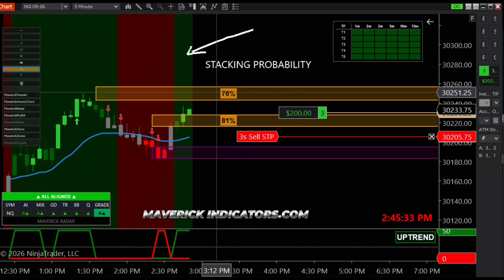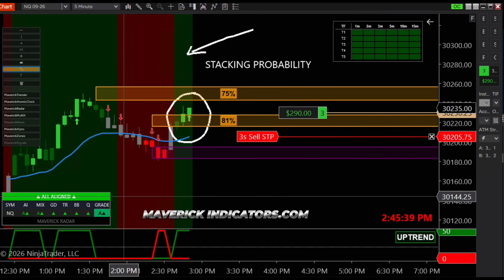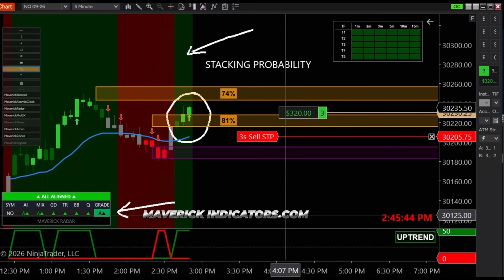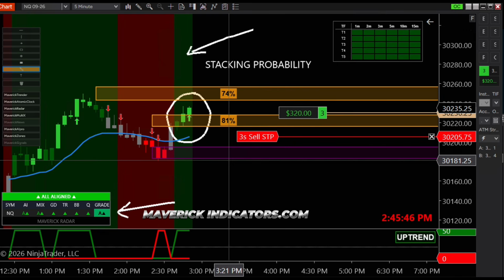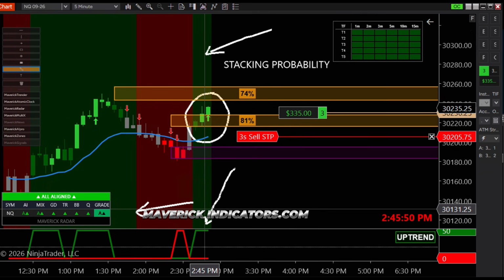We got a green background, bulls are in control. We got bright green candles, your strongest upside data candle. You got an A+ setup on the Ultimate Trading Assistant, the Maverick Radar. Maverick Trender is pegged to the top. Gosh, I love this indicator.